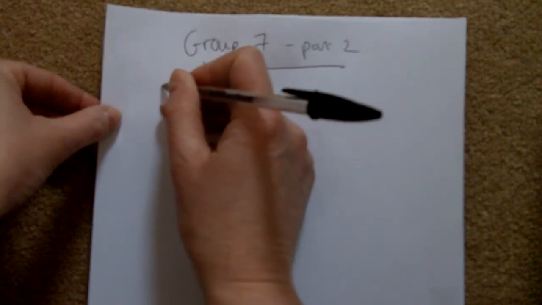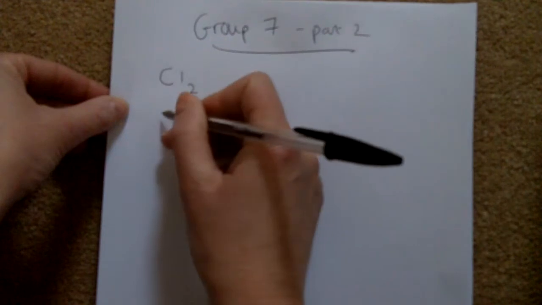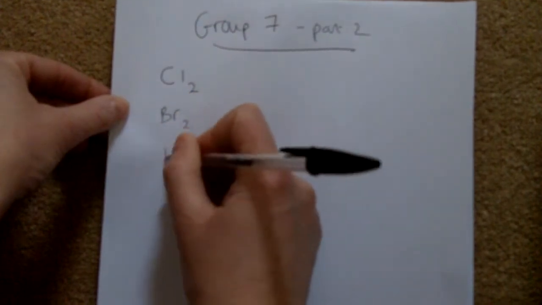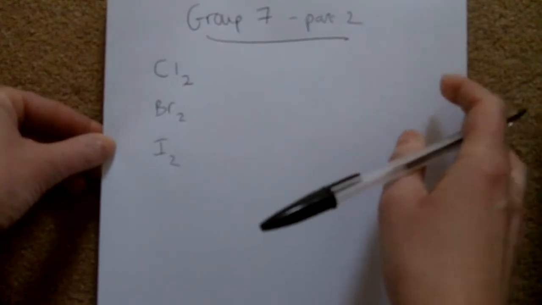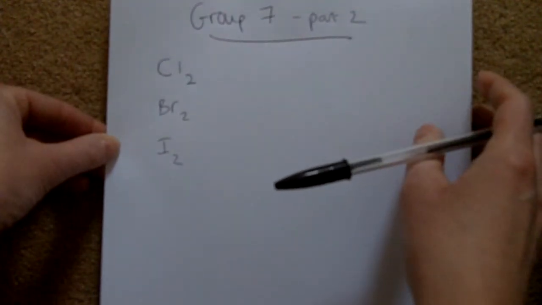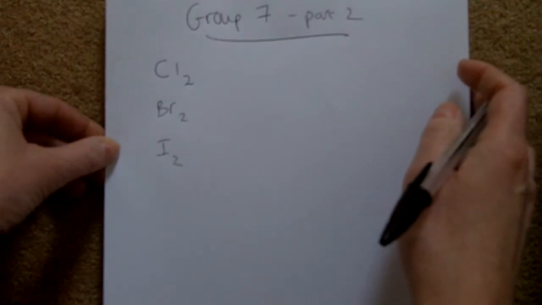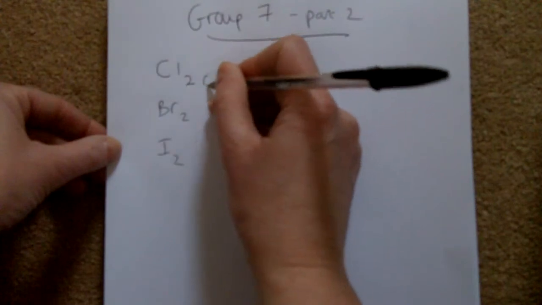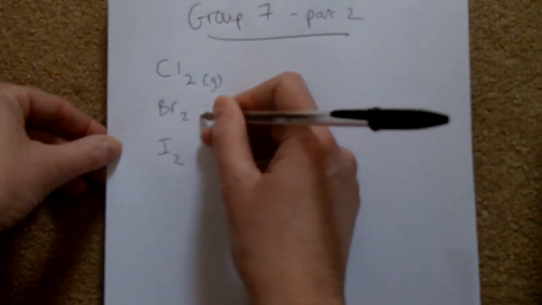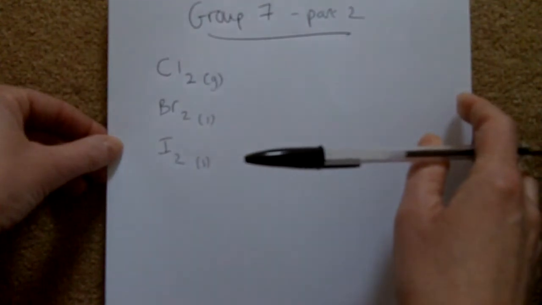Okay, so exam papers, A-level exam papers, focus on chlorine, bromine and iodine. And that's what we're going to focus on, these elements in this video. Okay, first you need to know what the physical state is of these elements at room temperature. So chlorine is a gas, bromine is a liquid, and iodine is a solid at room temperature.